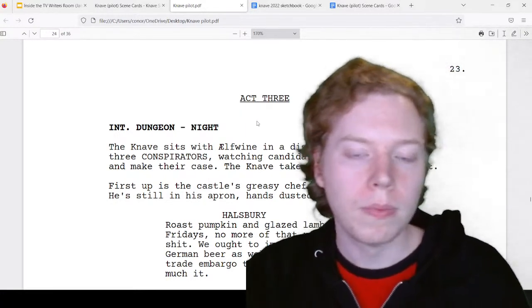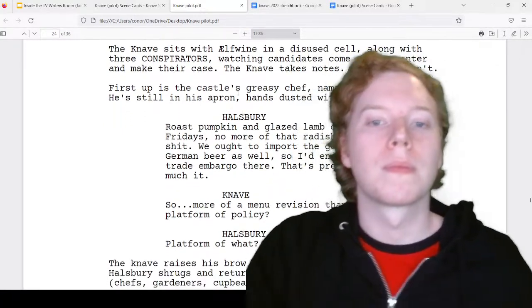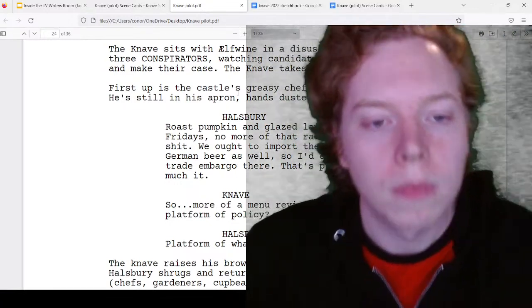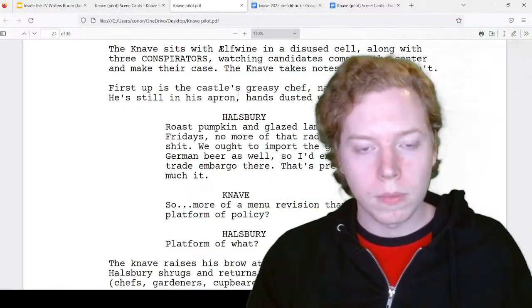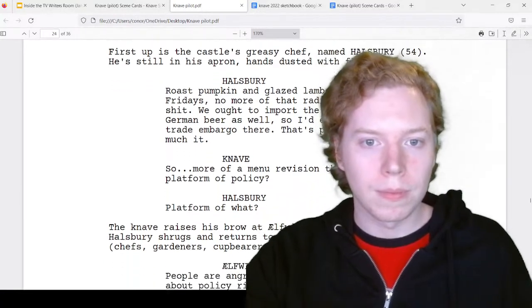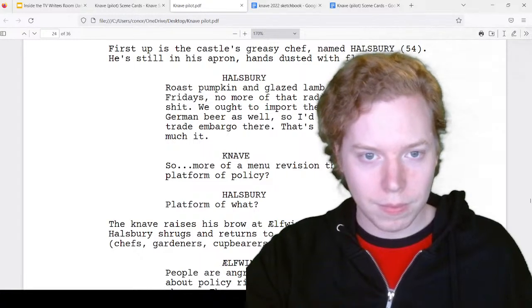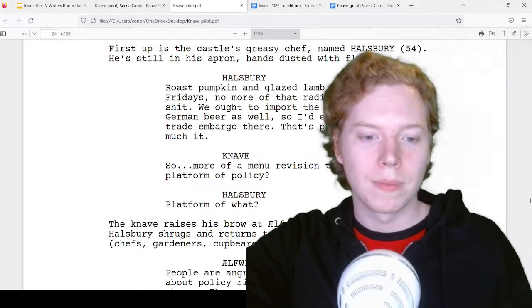Act 3. Interior dungeon night. The knave sits with Alfwine in a disused cell, along with three conspirators, watching candidates come to the center and make their case. The knave takes notes. Alfwine doesn't. First up is the castle's greasy chef named Halsbury, 54. He's still in his apron, hands dusted with flour.